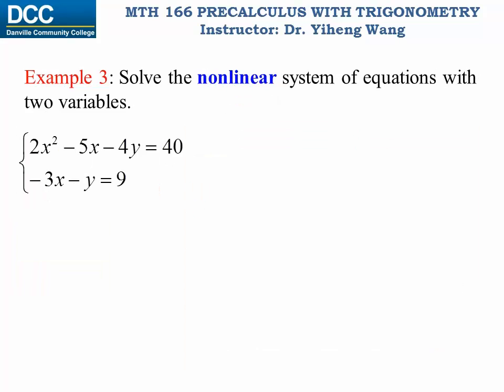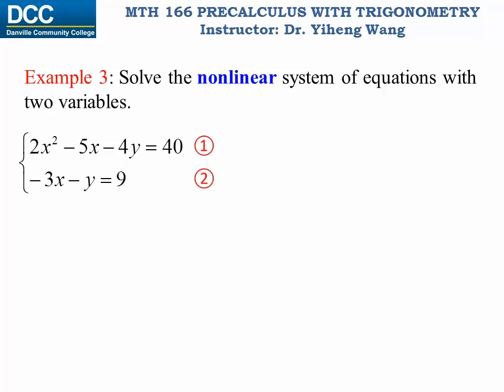The method of substitution can be used to solve nonlinear systems as well. If any one of the equations is not a linear equation, then the system is a nonlinear system. Like in this example, we have two equations, equation 1 and 2. As you can see, equation 2 is indeed a linear equation. However, equation 1 is not. Therefore, this is a nonlinear system.